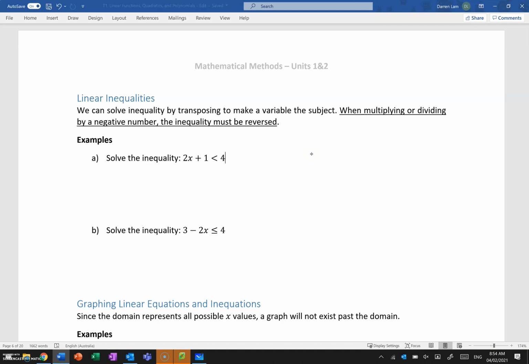So this is introducing exercise 1E on solving linear equations. And it's on page 20 of your textbook.